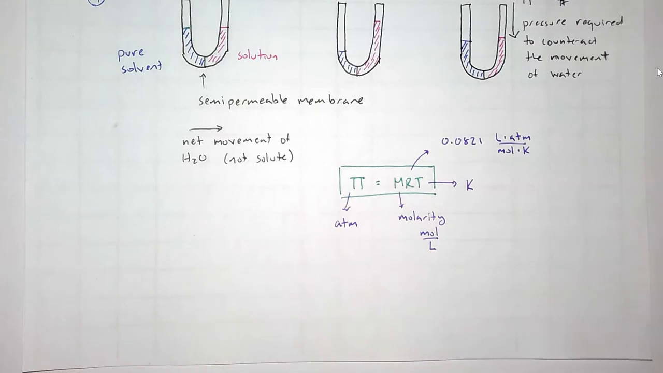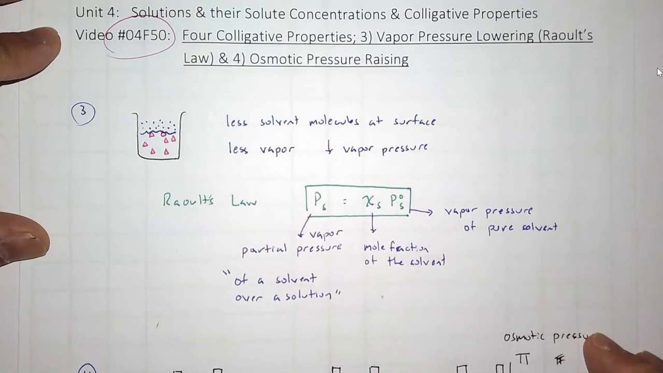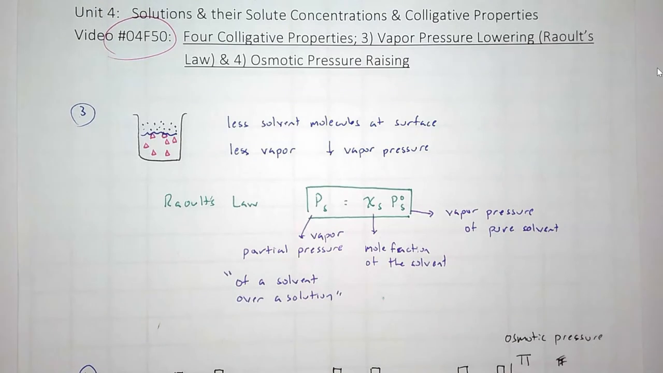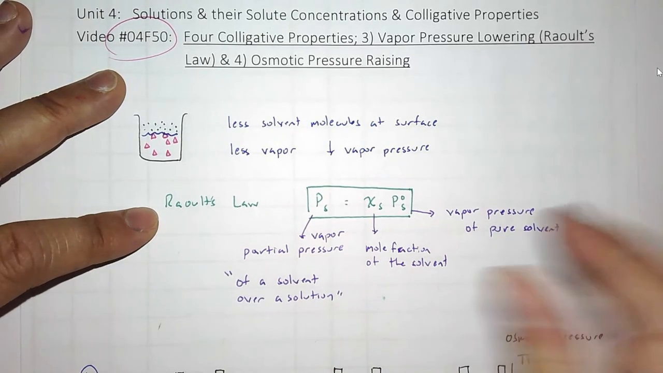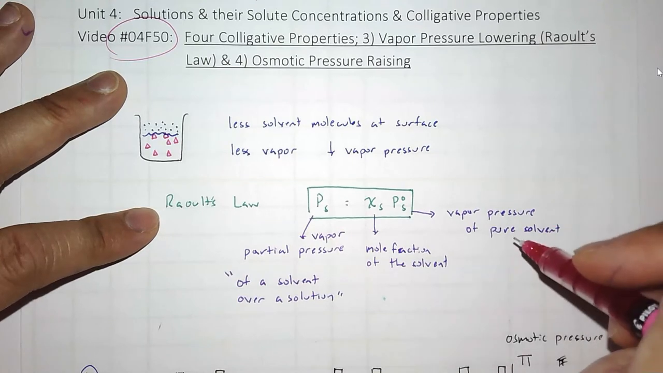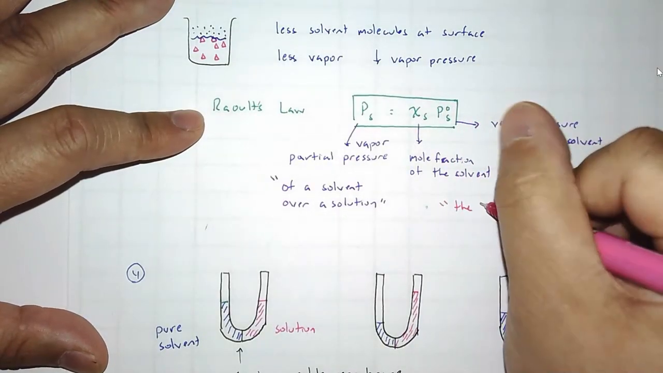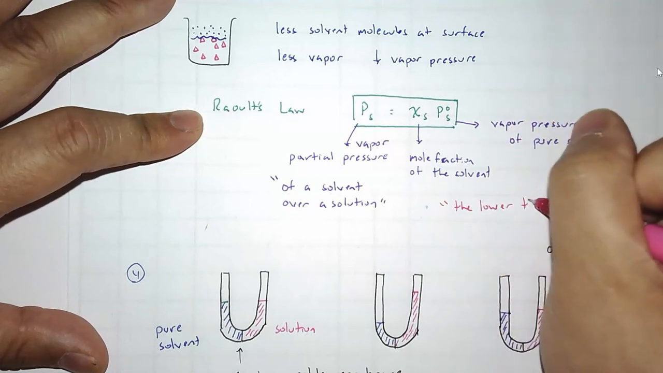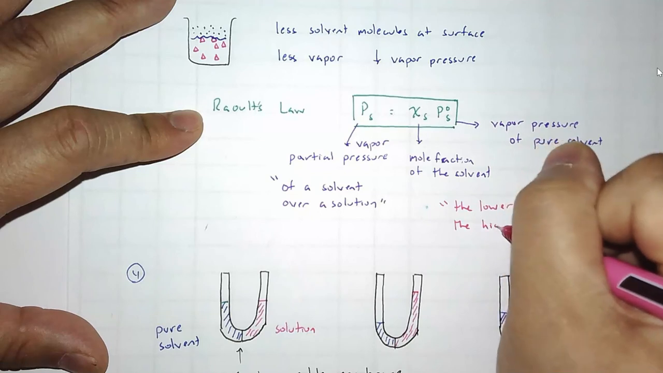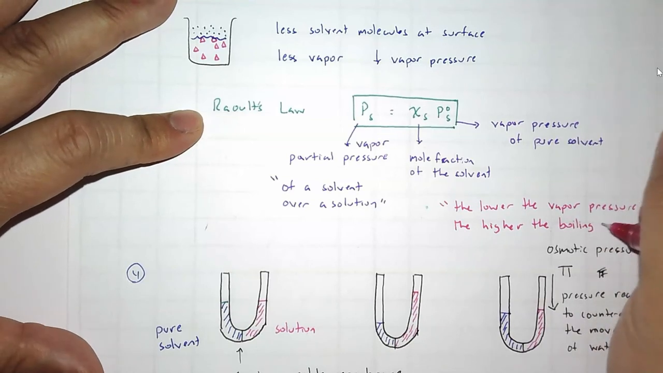Honestly, that was really short. That's all I want to say right now about those two. Again, vapor pressure lowering. The more concentrated the solution, the lower the vapor pressure. These trends should start to coalesce because you know also that we have boiling point elevation. And remember how the lower the vapor pressure, the higher the boiling point. And that's why we get boiling point elevation for one of our colligative properties.